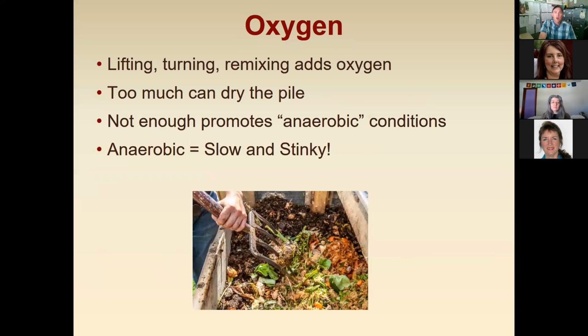Okay. Alrighty, oxygen. This goes back to the whole turning thing. Anytime you're moving your pile around, turning it, mixing it, that's going to increase the oxygen going through there. And it's going to create a more pleasant environment, not just for your own nose, but also for the other organisms that rely on the aerobic decomposition. And you don't want so much that it's going to dry out the pile. So you don't want to be out there 5 times a day turning it.